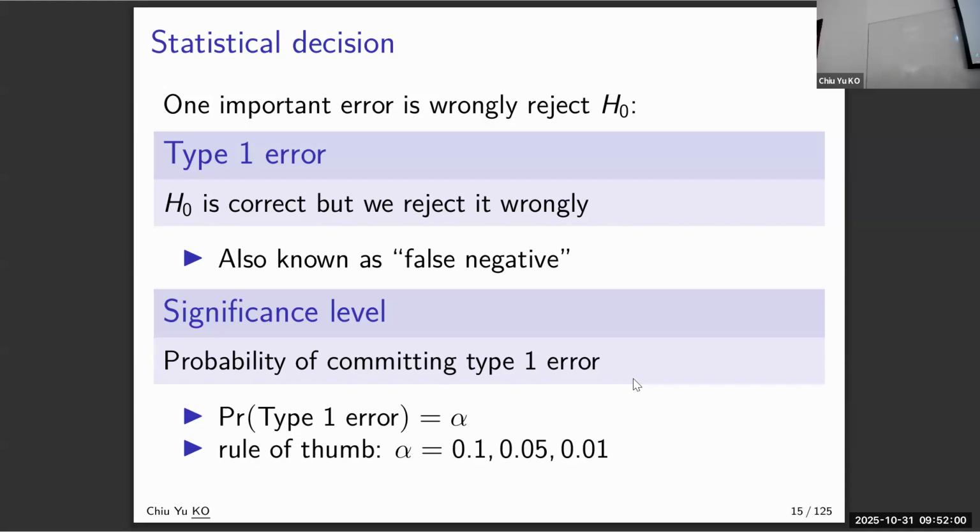And in the historical or common practice, we want this type 1 error, which we denote as the significance level, to be within 10%, 5%, or 1%. And 5% will be the one that we'll use. Okay.